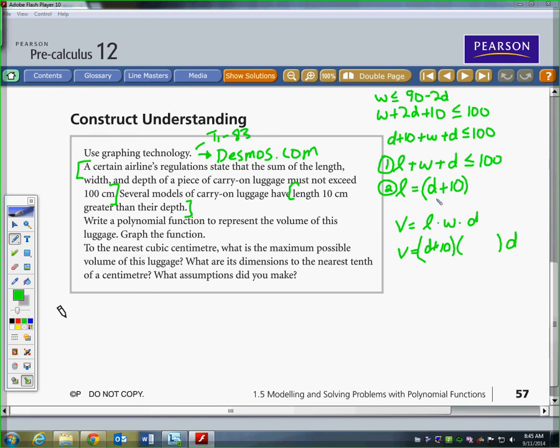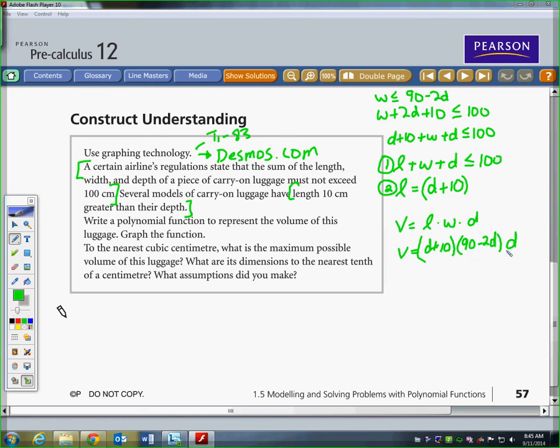So what I'm going to do is where I see the w, I'm going to put 90 minus 2d. Now you might notice I'm replacing the less than or equal to with the full expression 90 minus 2d. In other words, I'm making the width as large as it is possible. To the nearest cubic centimeter, what is the maximum possible volume of this luggage? So I'm going to make the width very large. What assumptions did you make? So I guess one assumption that I made is that I want to use that full 100. I'm going to make the width as large as it can.